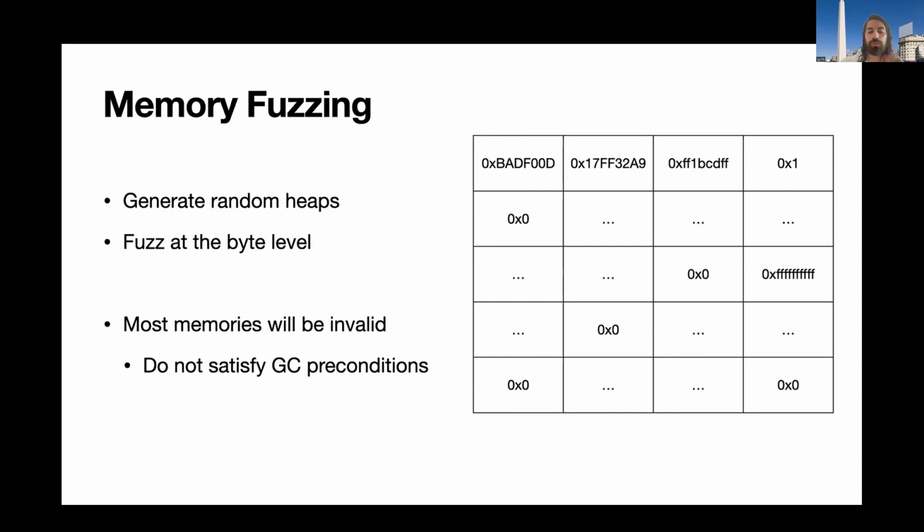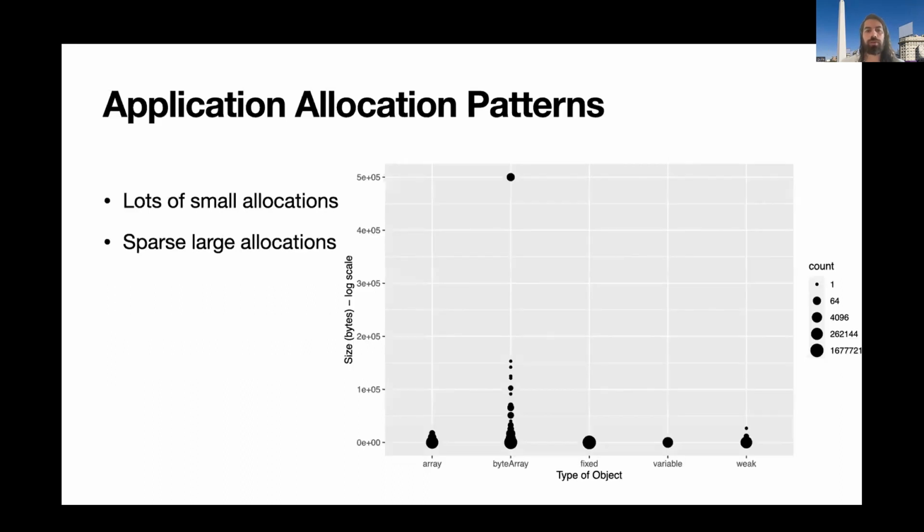But the problem is that most of the memories will be invalid for the garbage collector, so they will not satisfy its preconditions. We'll probably find a lot of errors, but they will not come from the garbage collector itself. It's because our memory doesn't have objects and doesn't have valid values for the garbage collector. So we discarded this approach really quickly when discussing. Then we started to look at real applications to test the garbage collection.